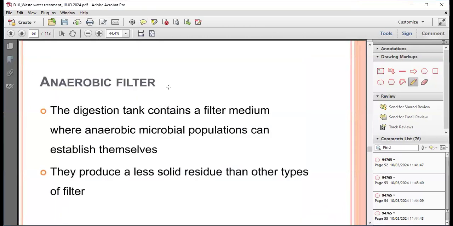Anaerobic filter. The digestion tank contains filter medium where anaerobic microbial populations can establish themselves. No need for oxygen gas. They produce less solid residue than other types, right?